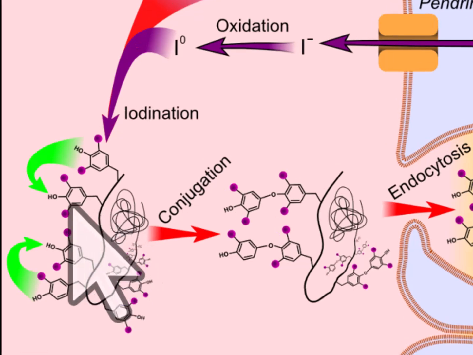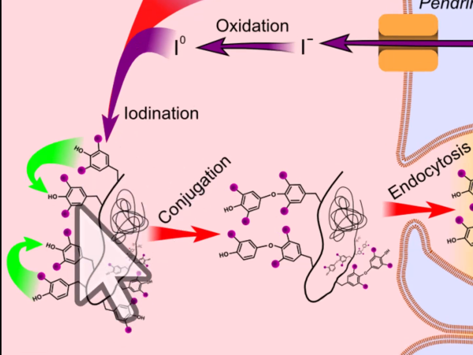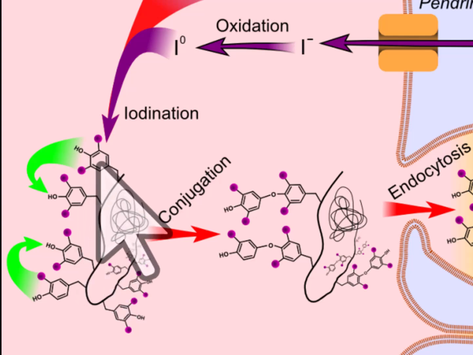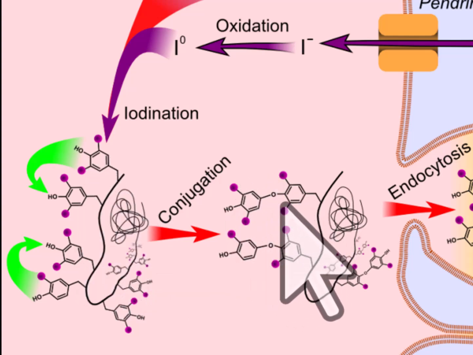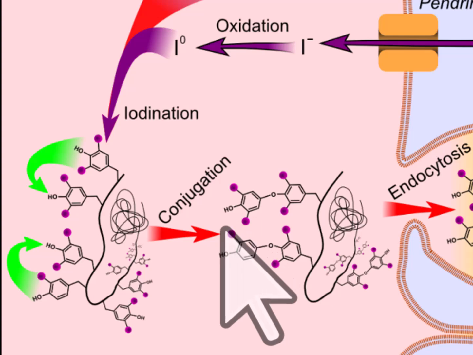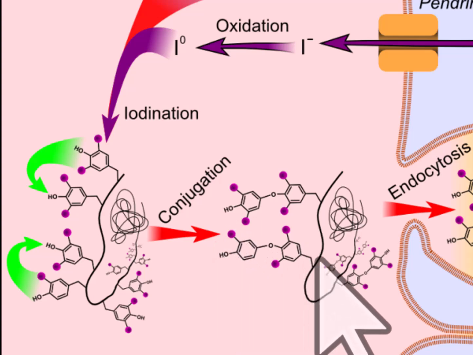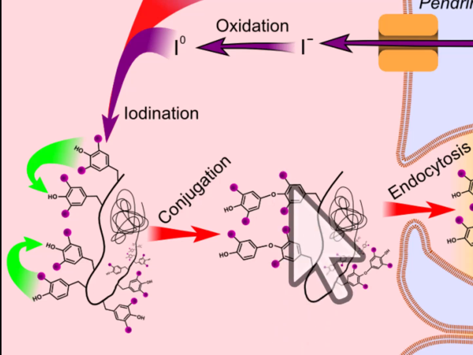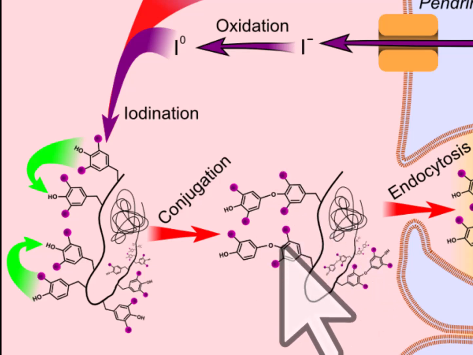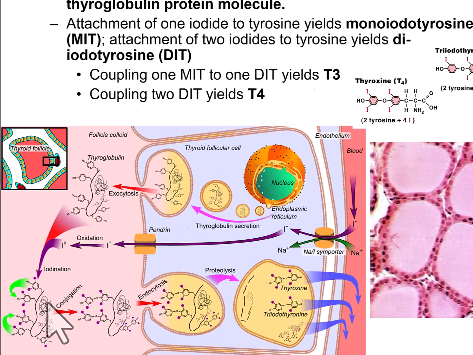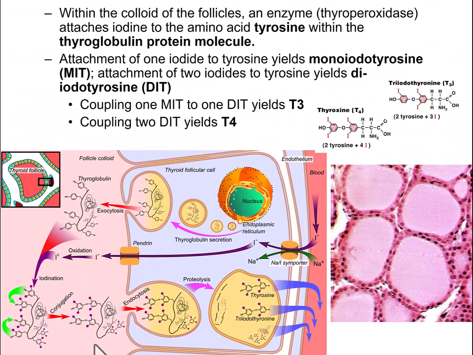And through another enzymatic reaction, you have the tyrosines being attached to each other. Well, if you attach 2 DITs, 2 diiodotyrosines, to each other, you get a T4, and that's what you see right here. If you attach a MIT, monoiodotyrosine, to a DIT, you get T3. This is happening in the colloid. And now you have your thyroglobulin with your 2 DITs attached, a DIT and a MIT attached, and all of this thyroglobulin in here with all of these future thyroid hormones.